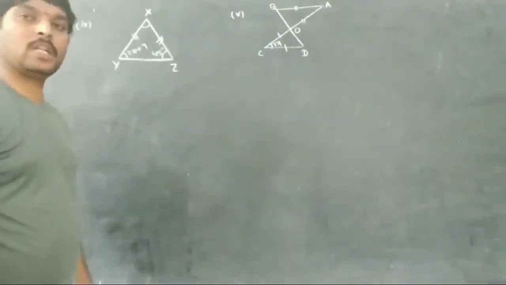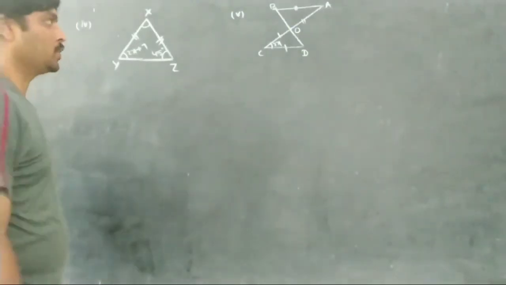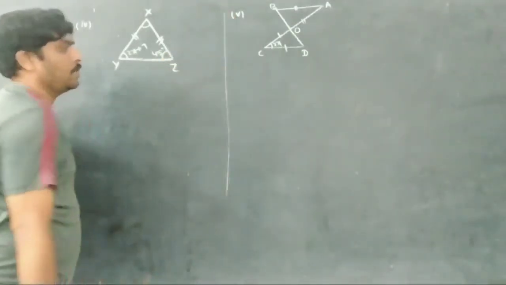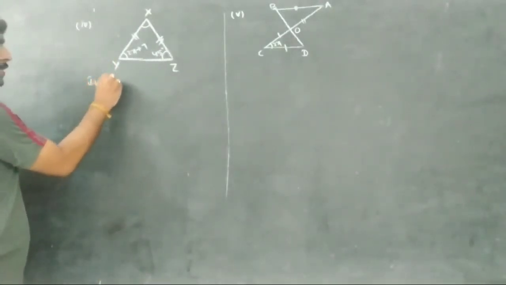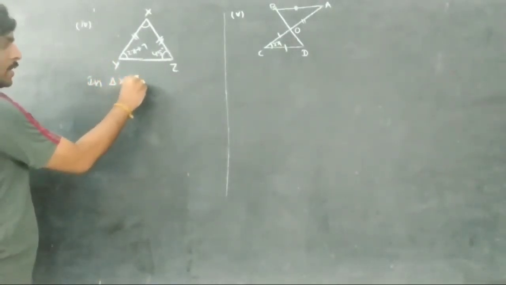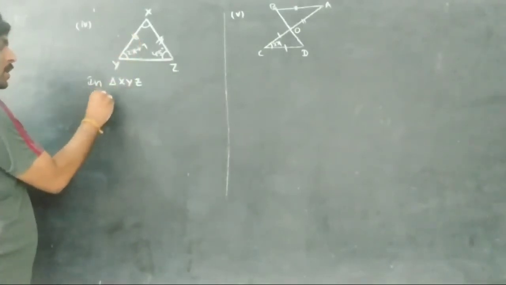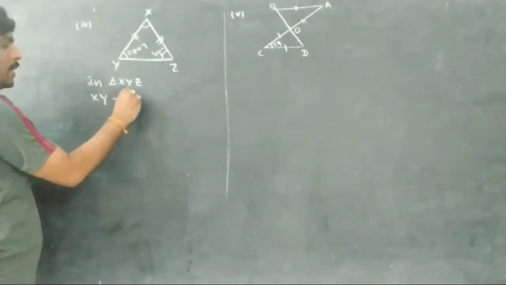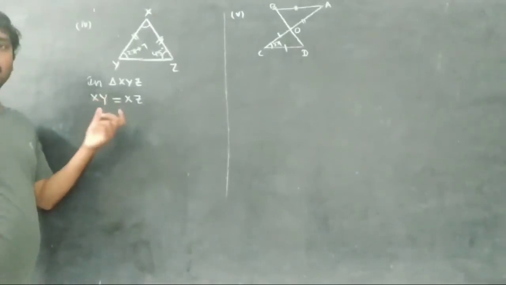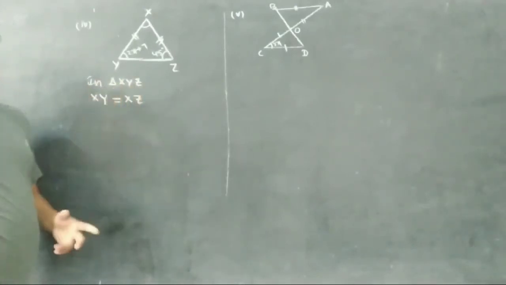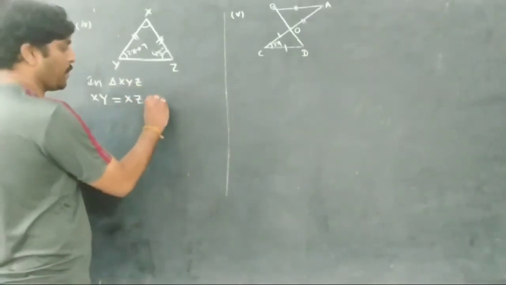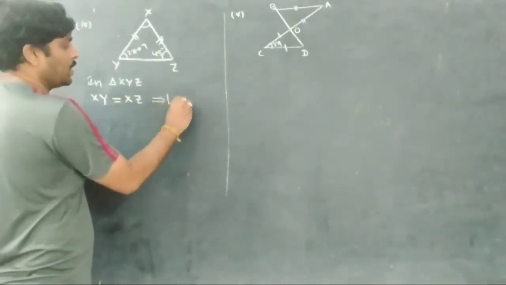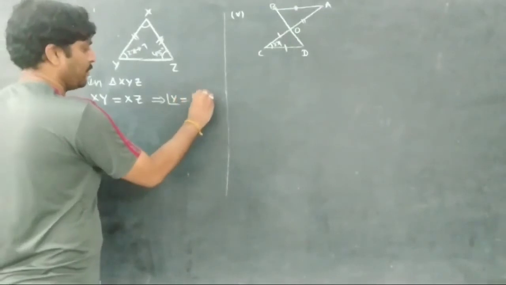Okay, now continuation, fourth and fifth questions. How to find x? You see here. First, in this question, in triangle XYZ, two sides are given. What are they? XY is equal to XZ. If two sides are equal, their opposite angles are equal. That implies angle Y is equal to angle Z.